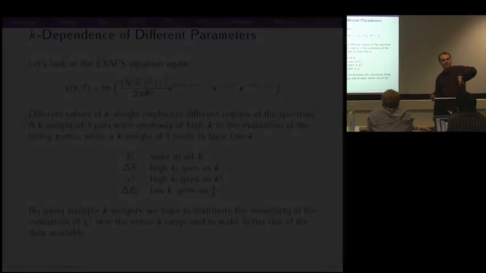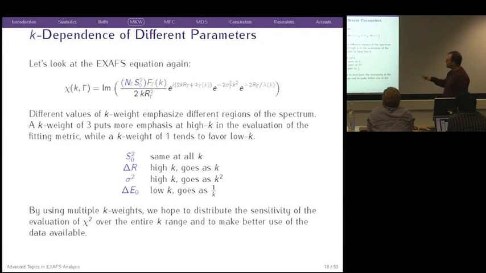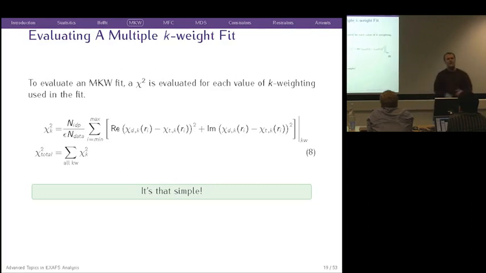So using a different k-weight puts a different emphasis on the 4 parameters, because the high value of k-weight, in some sense, requires the fit to do a better job of fitting sigma squared and delta r than it does requiring the correct value of delta E naught. And if you use a smaller k-weight, the opposite is true. Well, we really want to evaluate everything well, so what we do is a multiple k-weight fit.